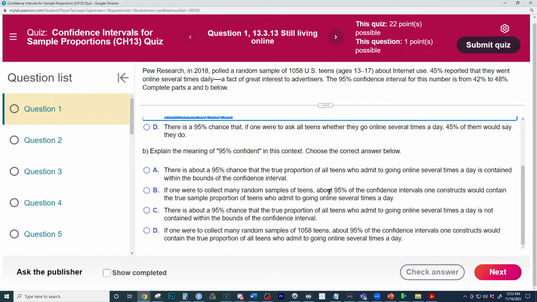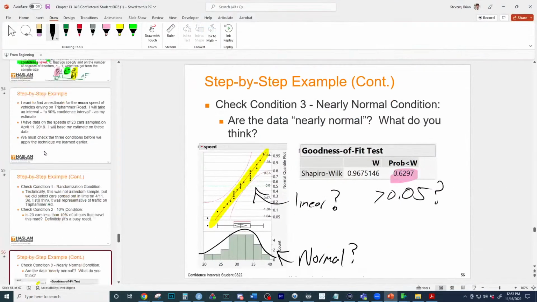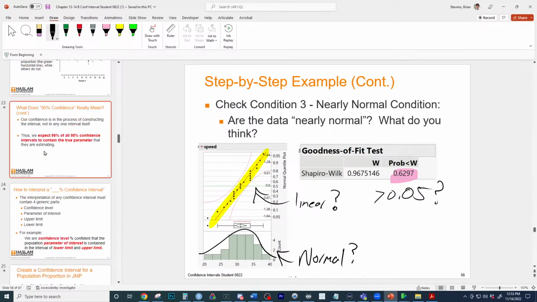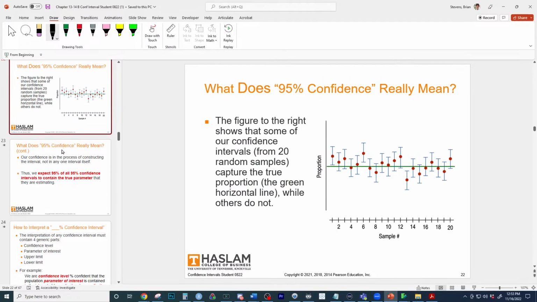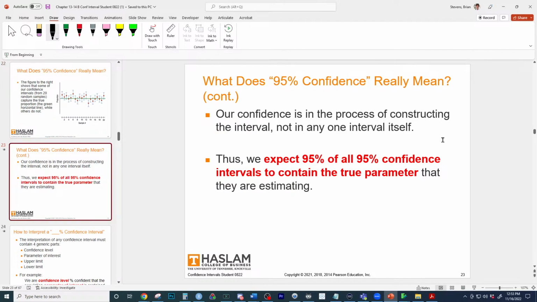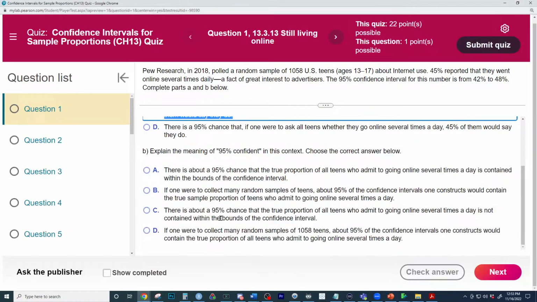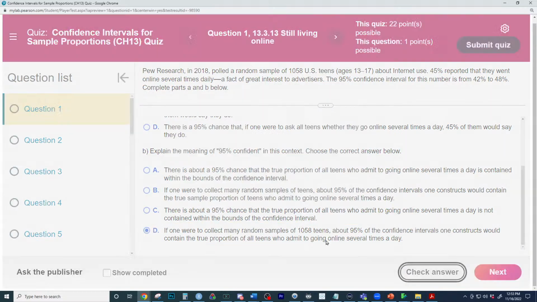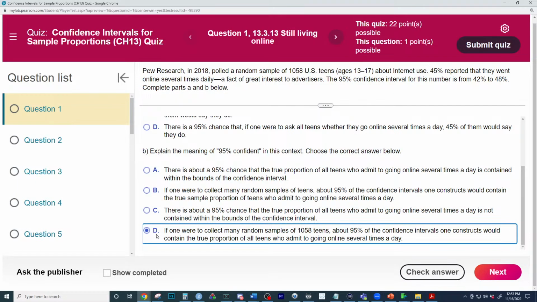I promise. Explain the meaning of 95%. 95% means 95% of 95% confidence intervals are expected to contain the truth 95% of the time. So that's what we mean when we say we make a 95% confidence interval. It's not about one interval containing the truth. It's about the process of 95% confidence intervals. If you collected many random samples, as in many random confidence intervals, about 95% of the confidence intervals constructed would contain the truth. So about 95% of 95% confidence intervals contain the truth.